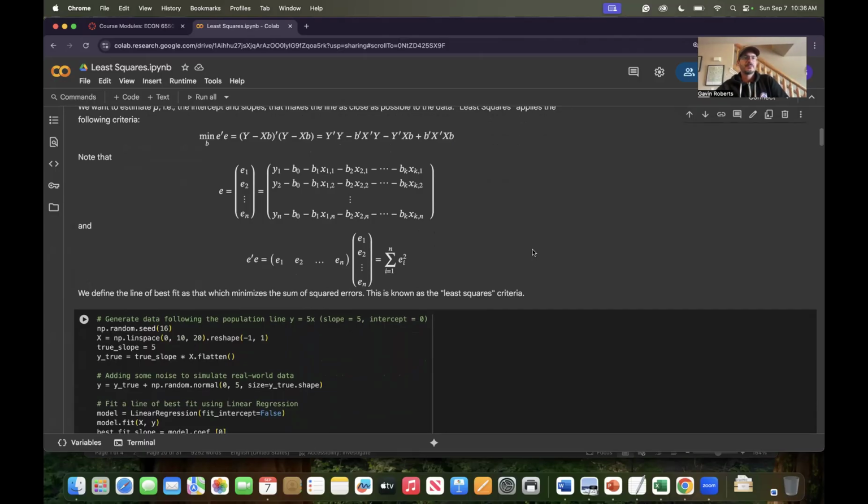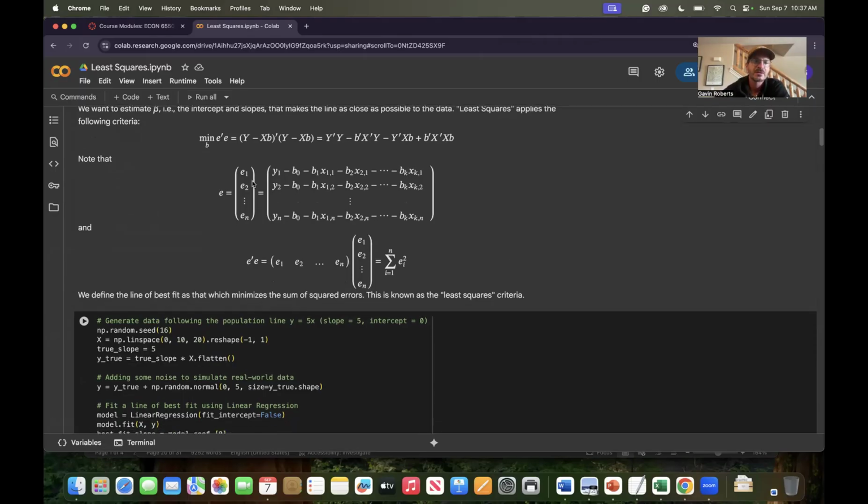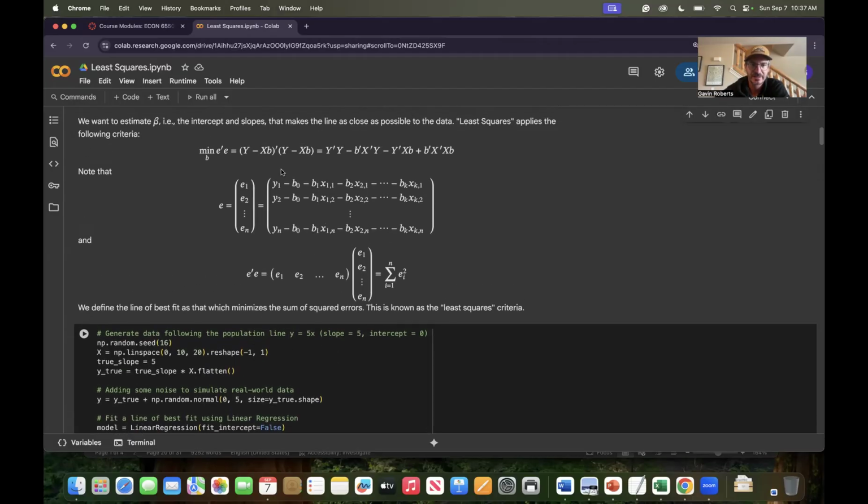And then simply note that this E, so if we want to see what this thing looks like for individual values for a multiple regression, the first error term would be the first Y value minus this intercept estimate minus the slope estimate of the first independent variable times the first value of the first independent variable, and so on down to K independent variables. So that's simply what this E vector looks like after we make that substitution.